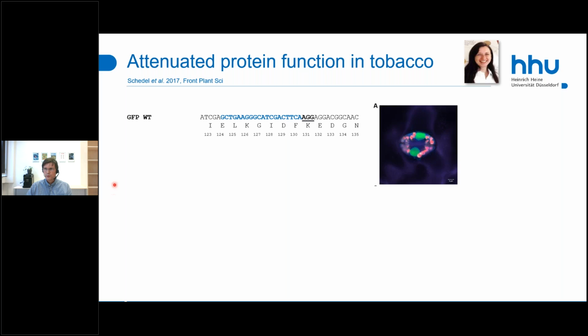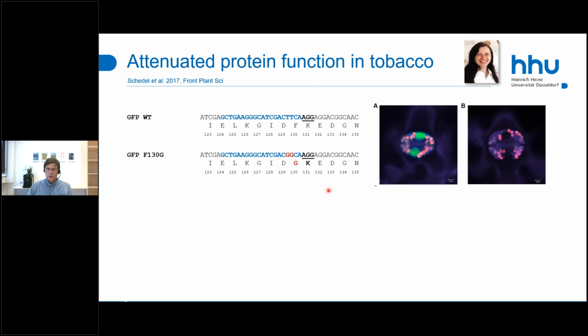Cindy Schedel, a former PhD student and postdoc, also in the group of Jochen Kumlin at IPK, observed some similar phenotypes when she was establishing site-directed mutagenesis in tobacco. She made use of the green fluorescent protein to establish this mutagenesis. Here you see the GFP wild-type sequence and the target site, and of course you would expect a bright fluorescence.